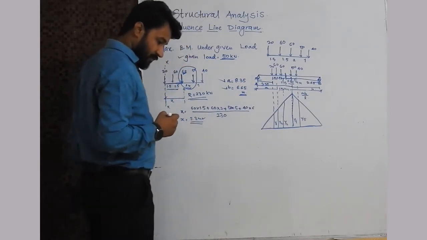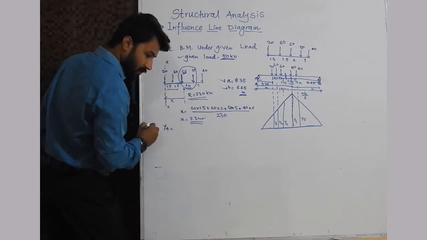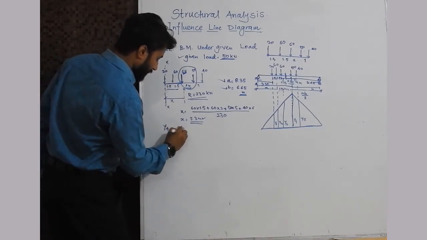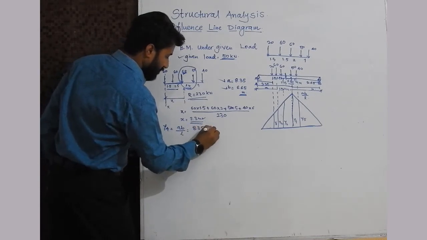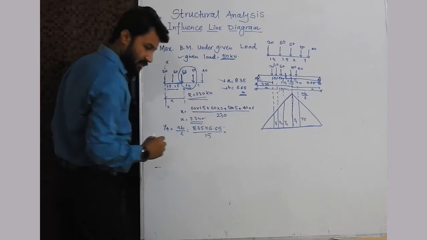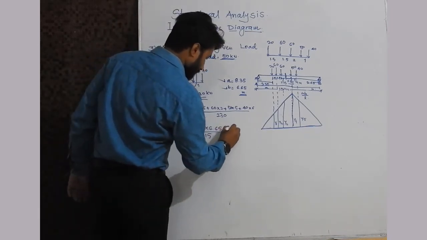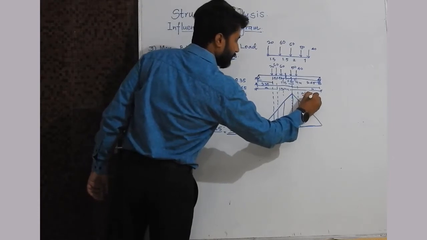Now by taking this value A and B, and dividing by the value of L, 15, we will get the value of y4 equals AB by L. 8.35 into 6.65 divided by 15 is equal to 3.7. So this value is 3.7.